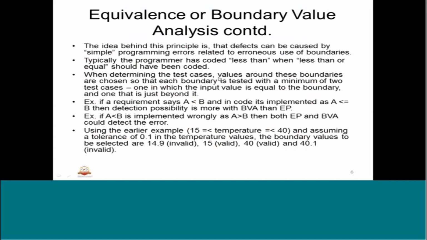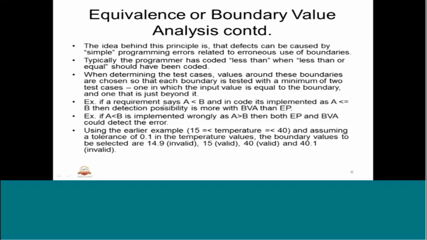When determining the test cases, values around these boundaries are chosen so that each boundary is tested with a minimum of two test cases. That means the lower one, the upper one. One in which the input value is equal to the boundary, the one that is just beyond it. So this way we are going to design the test so that it will identify the underneath issues of implementation.